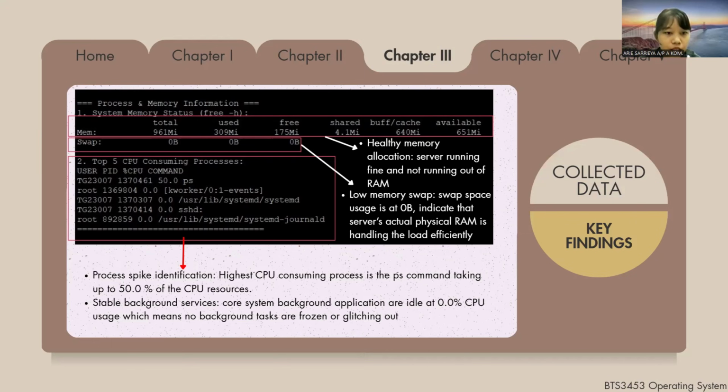And for the third block, it means process identification, where the highest CPU consuming process is the ps command, taking up to 50% of the CPU resource. And we have stable background services, where the core system background applications are at 0.0% CPU usage, which means no background tasks are frozen or glitching out.